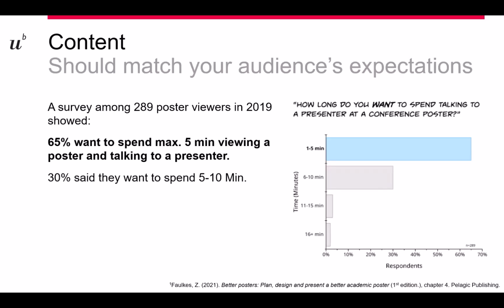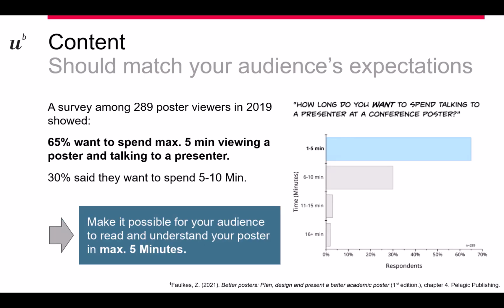And here's another approach. There was a survey among 289 poster viewers in 2019. They were asked, how long do you want to spend talking to a presenter at a conference poster? And they clearly said they would like to spend no longer than 5 minutes at a single poster. So 65% said so. And that is a clear message for you as a poster designer. So please make it possible for your audience to read and understand your poster in no more than 5 minutes.